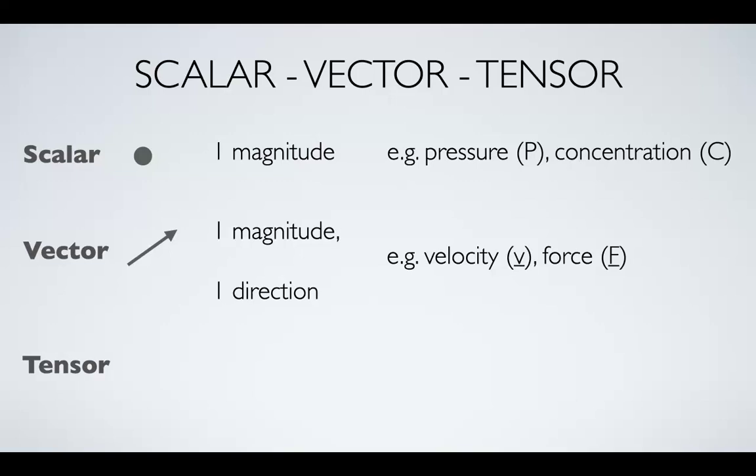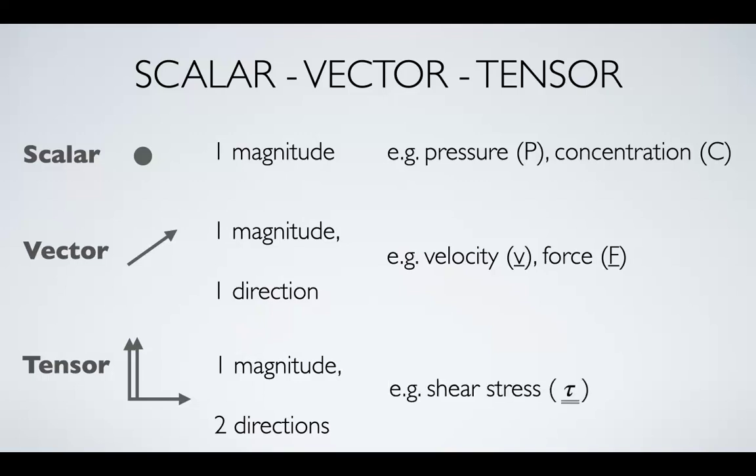And the last one that you might have normally used or heard of is tensor. A tensor is a special type of variable that has one magnitude with two directions. We're going to go into details about these two directions later on. You can see that all these three types of variables are different, and you have to use them correctly when you apply them in the equations. So one magnitude, two directions. One example that we use a lot in our class is the shear stress, or tau.